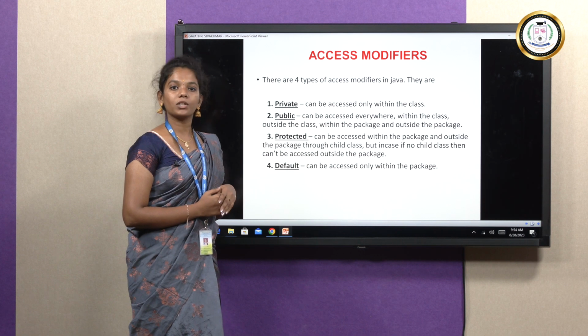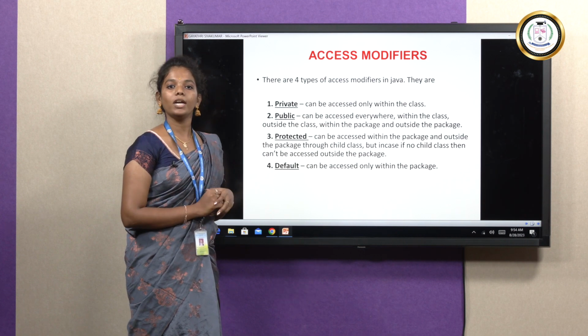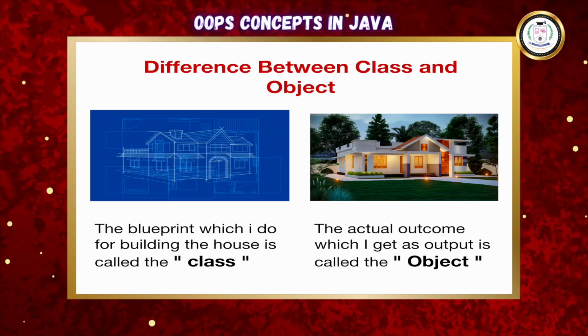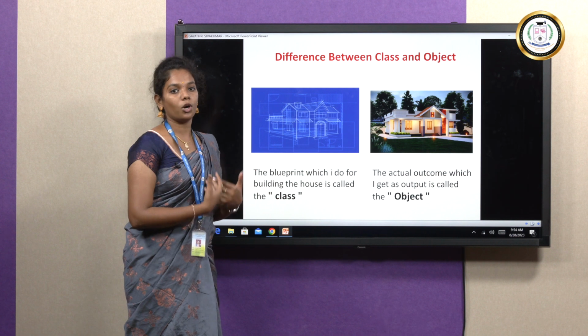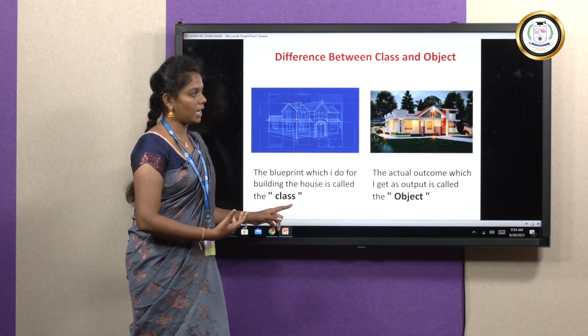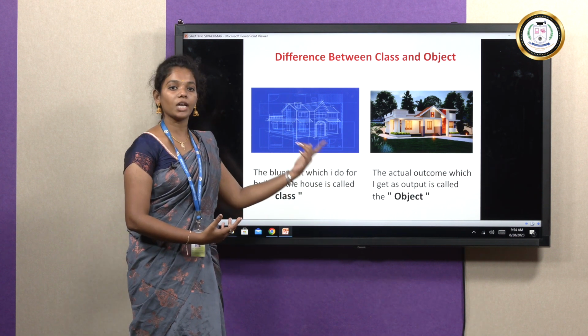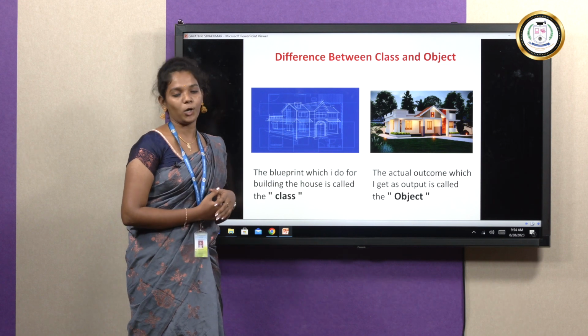Now we'll have a pictorial representation of class and objects. For example, let us imagine I'm going to build a house. What is the first step you do? You first have a blueprint, a mapping of what you are going to do. The blueprint which I make is called my class, and the actual outcome which I get is my object.